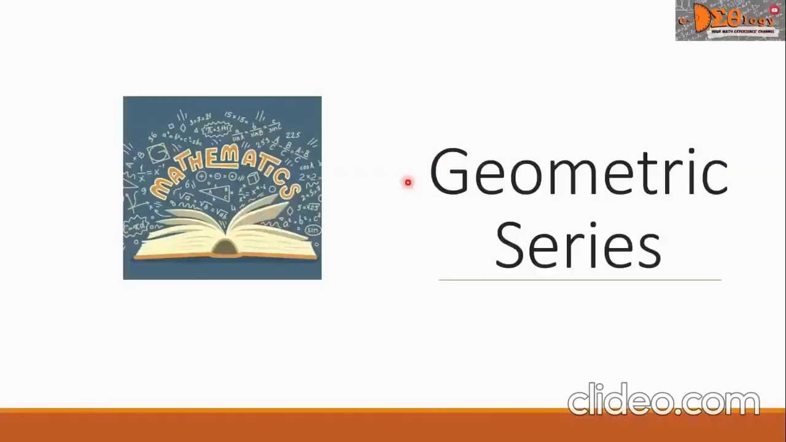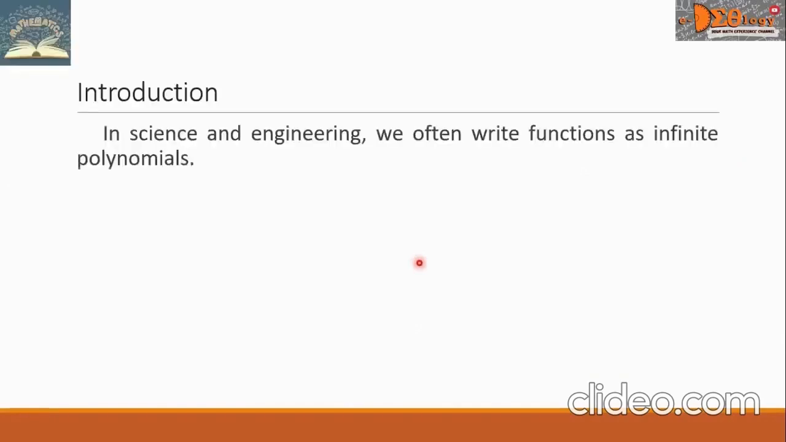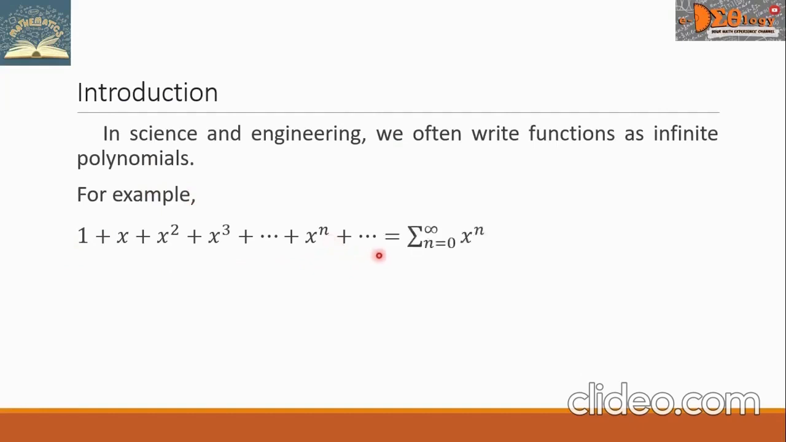Today, we're going to study geometric series. In science and engineering, we often write functions as infinite polynomials. For example, we have 1 plus x plus x squared plus x cubed plus up to x raised to n plus and so on. We can write this in sigma notation as summation from n equals 0 up to infinity of x raised to n. Or we can write it as summation from n equals 1 up to infinity of x raised to n minus 1.